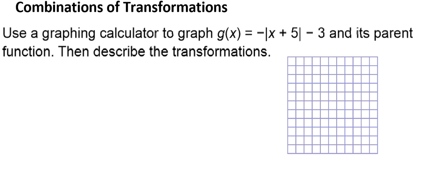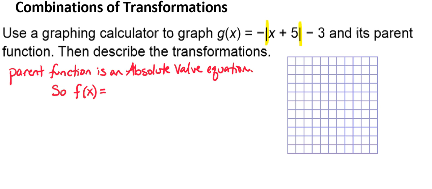So what is the parent function of g of x? Well, because we have these absolute value symbols right here, that tells us that our parent function is an absolute value equation. So that means our f of x is going to be the absolute value of x.